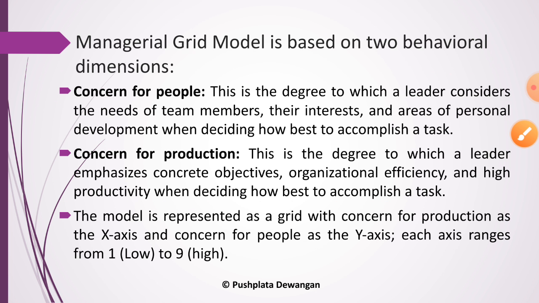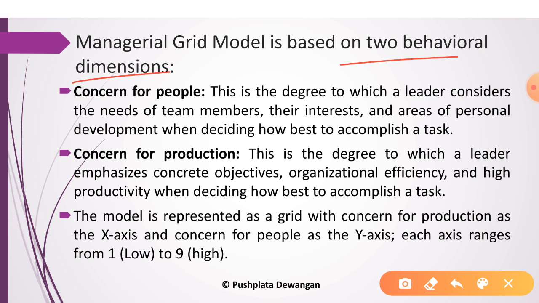Next, the managerial grid is basically based on two behavioral dimensions. The first one is concern for people, and the second one is concern for production. Concern for people is the degree to which the leader considers the needs of team members, their interests, and the area of personal development while deciding how best to accomplish a task.